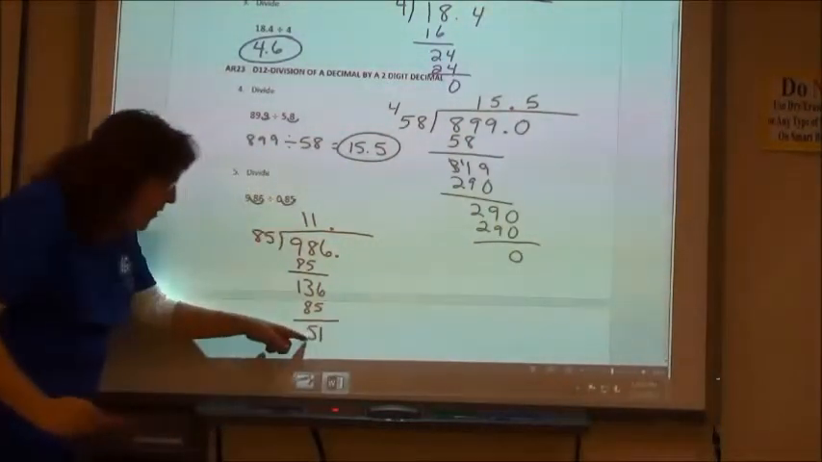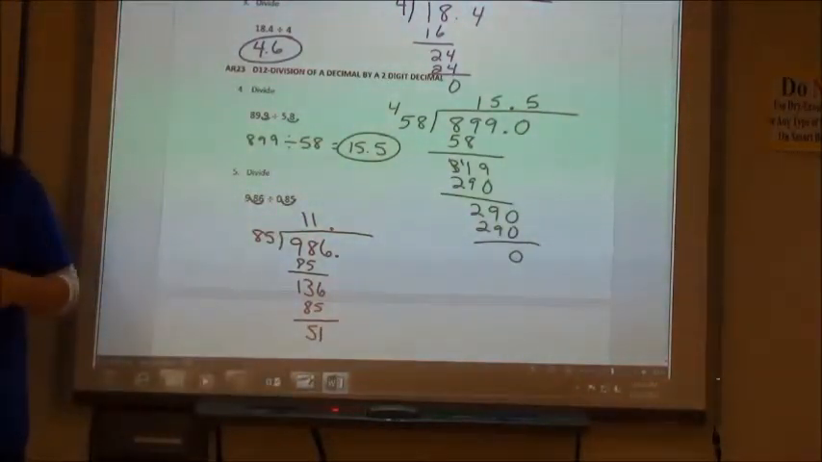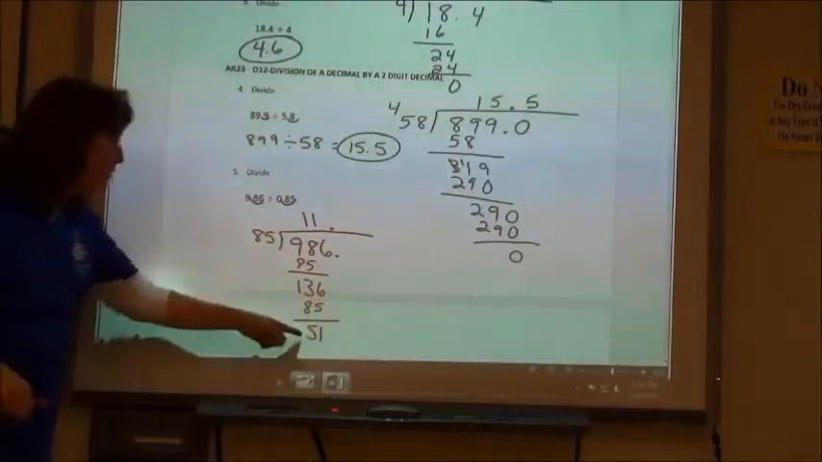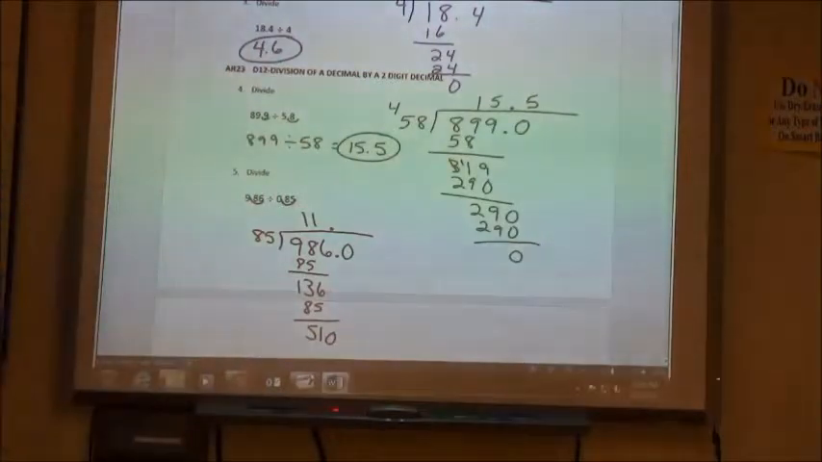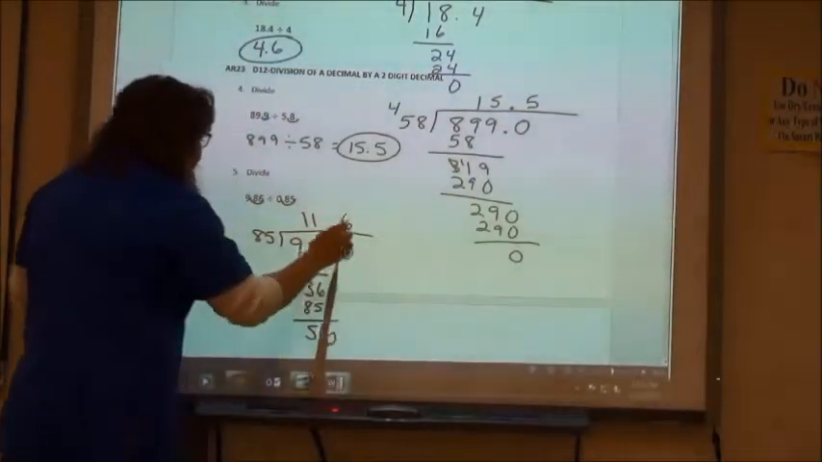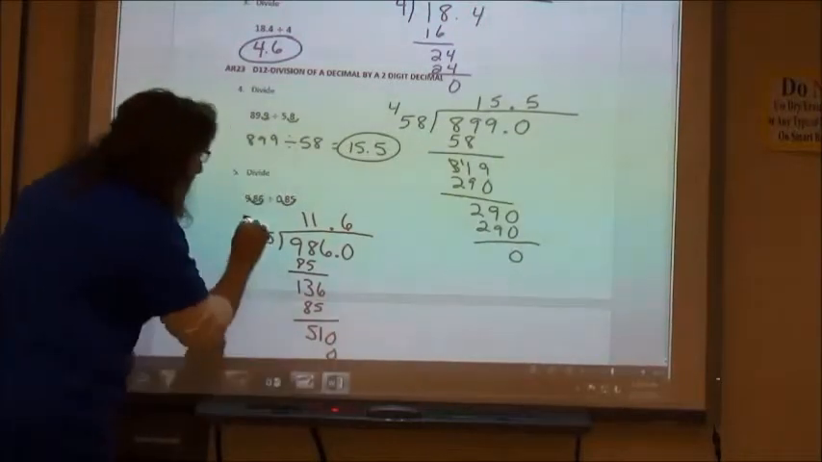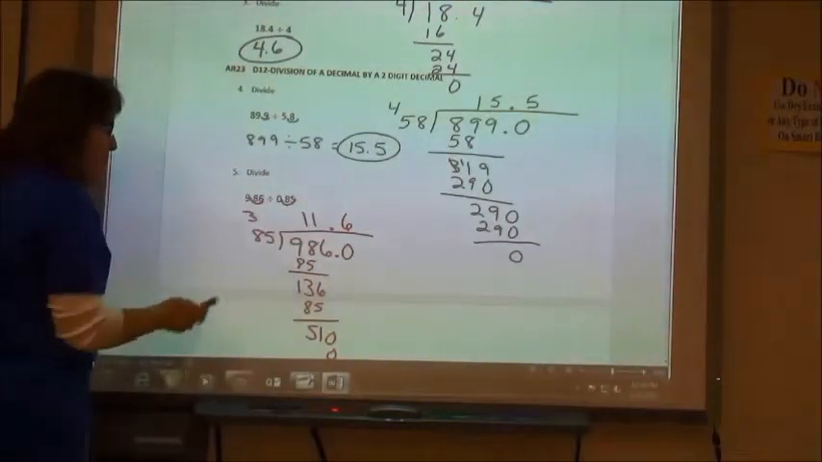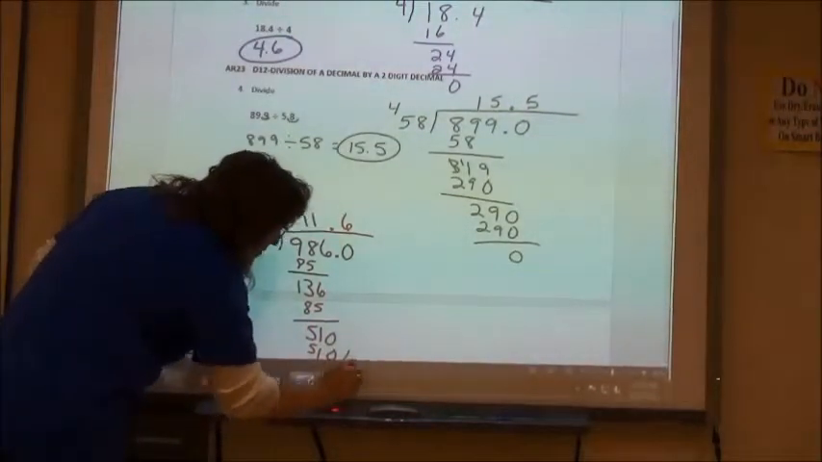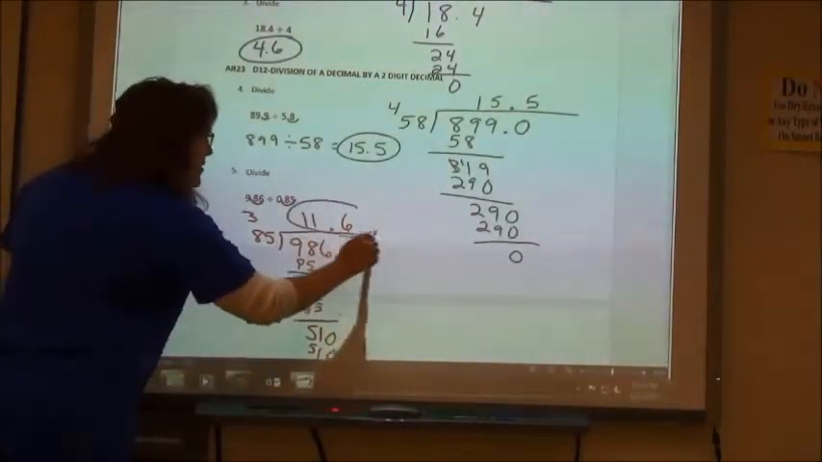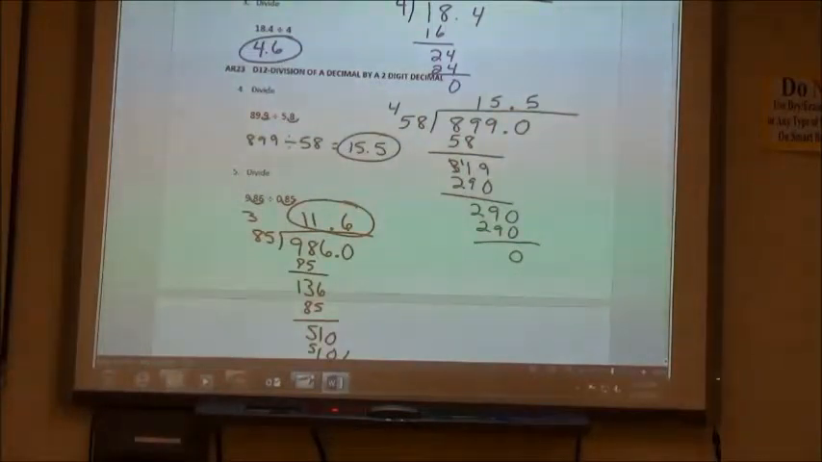By the way, if my remainder would be bigger than my divisor, I know I needed the next bigger number, but it's smaller than my divisor. I have to keep going, so I'm going to add my 0. 510, 85 into 510, how many times? 6 times. 6 times 5 is 30. 6 times 8 is 48, 49, 50, 51. Hey, we get a remainder of 0, and so we know our answer, 11.6.